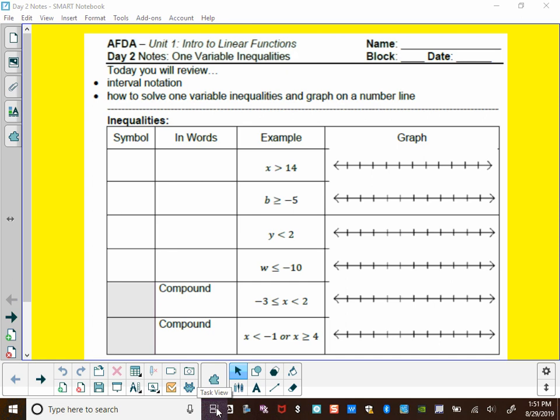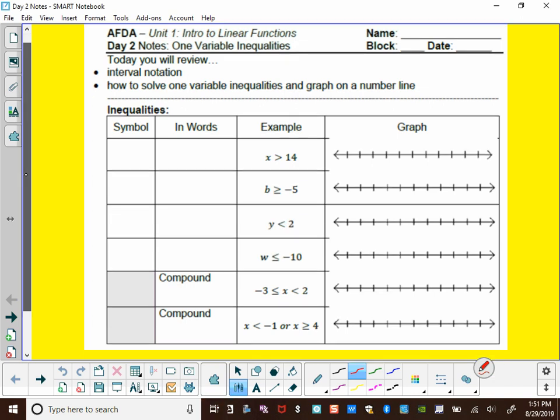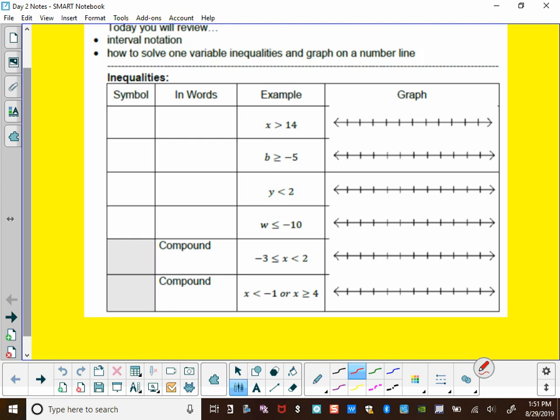Okay, so day 2 notes. Today we are doing one variable inequality. I know you guys have seen this stuff before in Algebra 1. We're just going to go over it again. All right, so look at your first example.